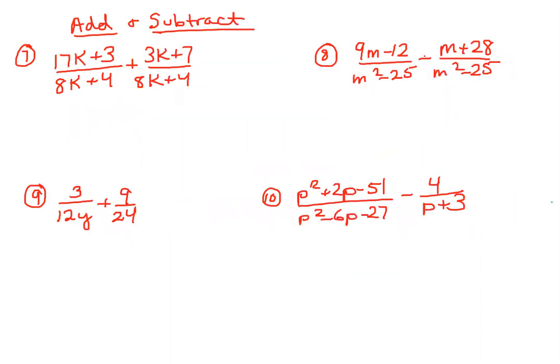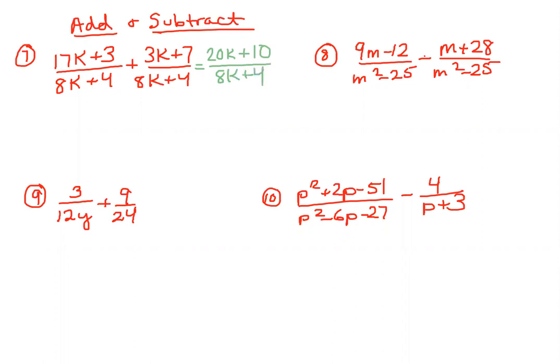Let's look at number 7. Here is addition and subtraction. These first ones, they already have the same common denominator. So we just add straight across. 17K plus 3K is 17, 18, 19, 20. K plus 10 over 8K plus 4.